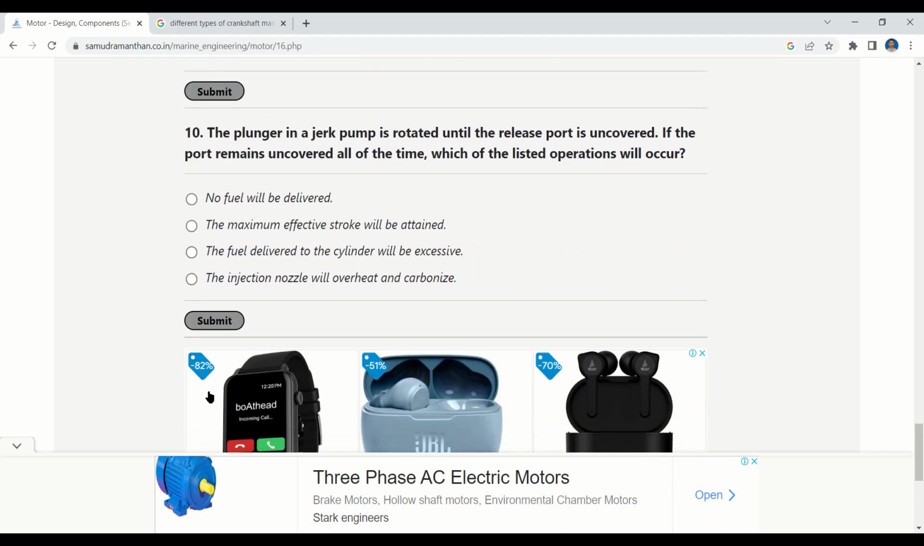Our next question is: the plunger in a jerk pump is rotated until the release port is uncovered. If the port remains uncovered all of the time, which of the listed operations will occur? No fuel will be delivered, the maximum effective stroke will be attained, the fuel delivery to the cylinder will be excessive, the injection nozzle will overheat and carbonize, and the correct option should be no fuel will be delivered.